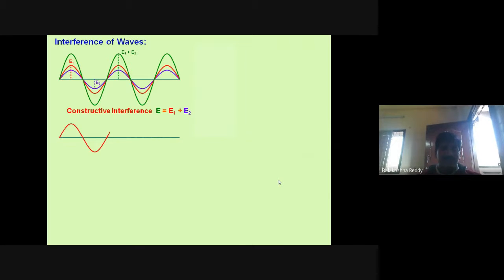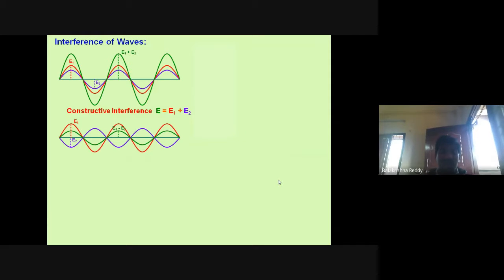At the same time, this is one wave of E1 amplitude and the other wave of E2 amplitude, which are in opposite direction. But there is a difference in the amplitude. Due to that, the resultant amplitude has reduced, that is E1 minus E2. This pattern is called destructive interference.